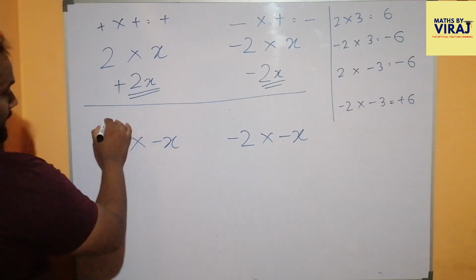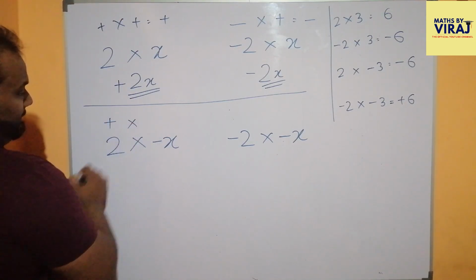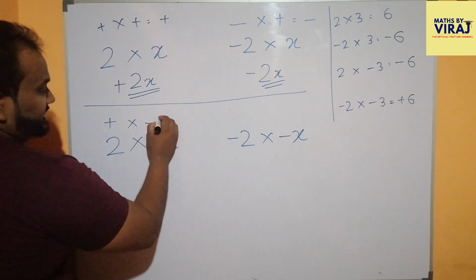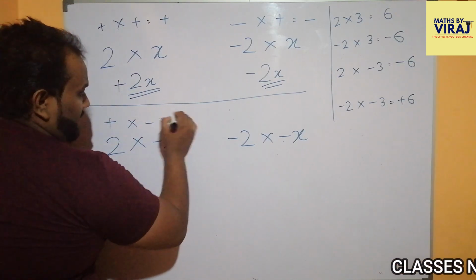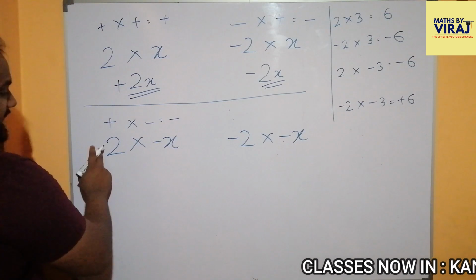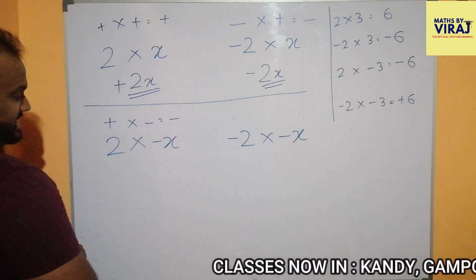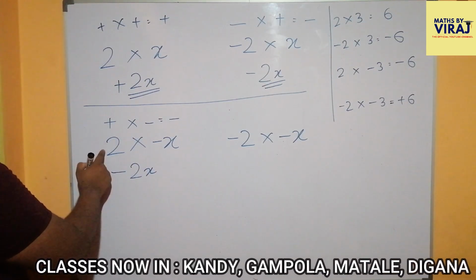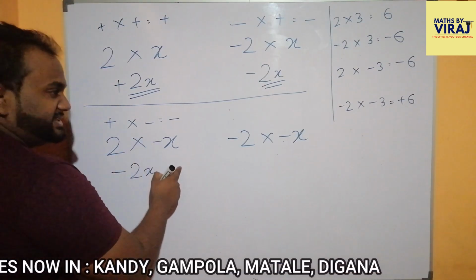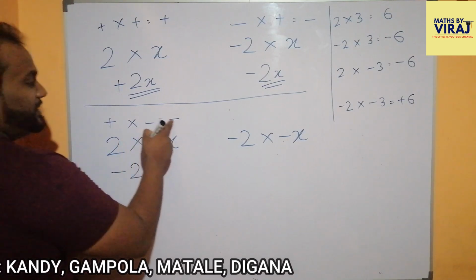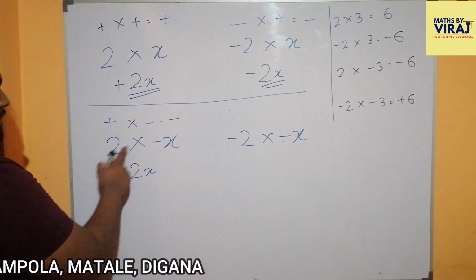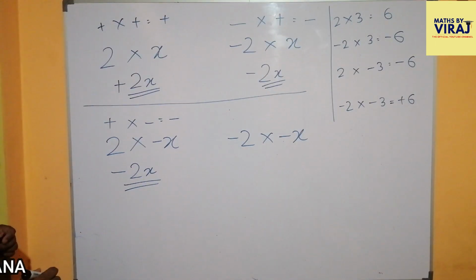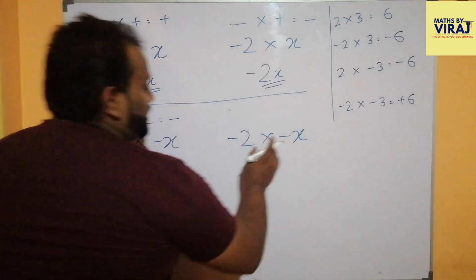Here, a positive number is multiplied by a negative number. Plus into minus. The expected answer is minus. Therefore, plus 2 into minus x is minus 2x. Plus 2 into minus x. Plus into minus, minus, 2 and x, 2x. Therefore, the final answer is minus 2x.